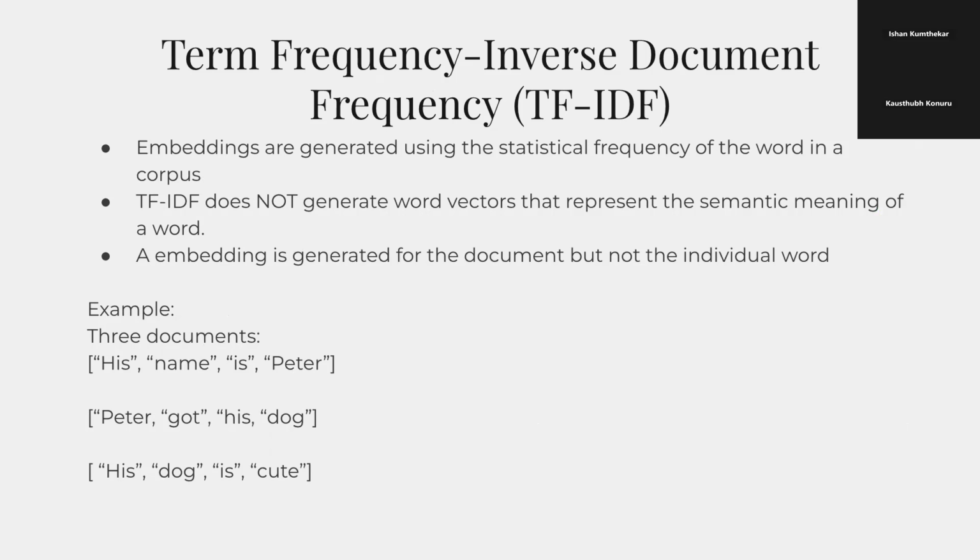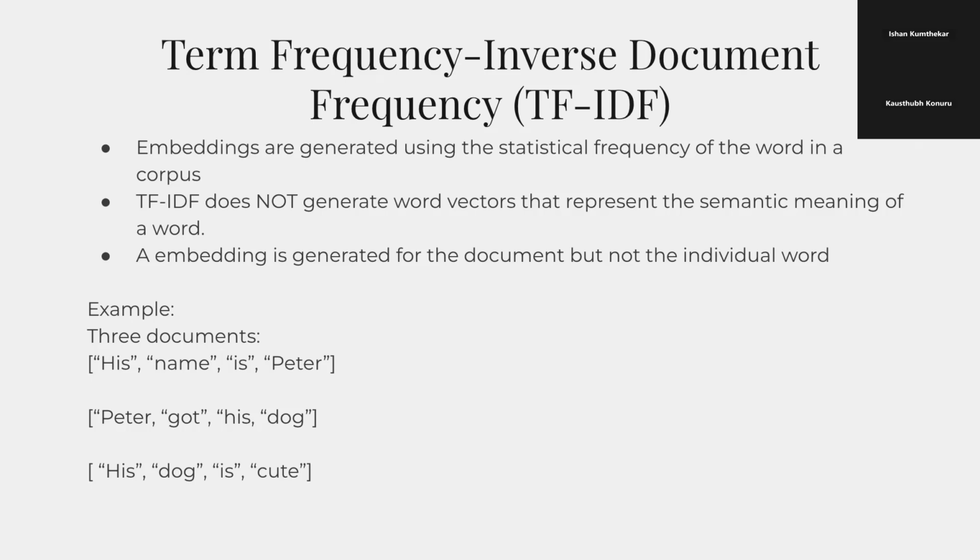I'm going to cover three different ways to generate these vectors to represent words or documents in a way that keeps the meaning and lets us perform downstream tasks. The first method is term frequency inverse document frequency, known as TF-IDF. In this case, we're generating embeddings using the statistical frequency of a word in a corpus. A corpus is just a bunch of documents with text, and we're generating embeddings not based on the context of the word, but rather the statistical frequency of the words.